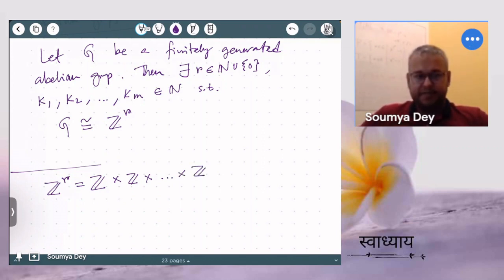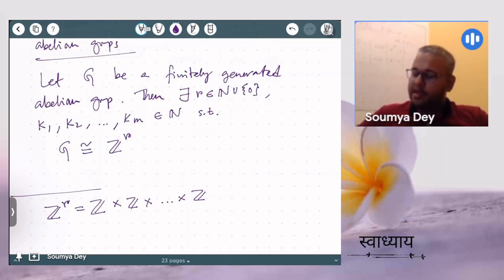Okay, that's the meaning. So this says that G will be isomorphic to Z to the R, product with some finite abelian groups, some direct product. So you will have some Z_K1 cross Z_K2 and so on to Z_KM.